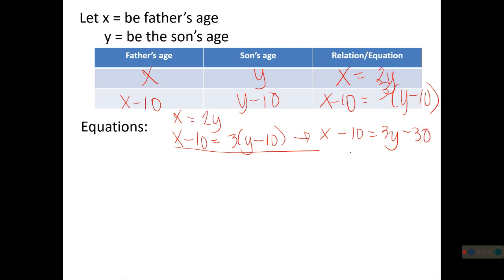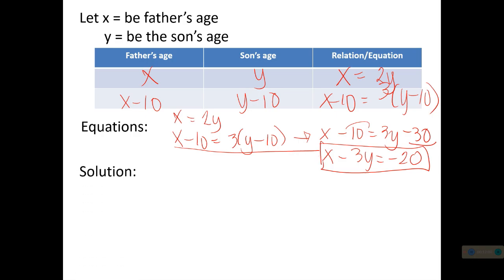And then you're going to write in the standard form x minus 3y equals negative 30. This will become positive 10, will become negative 20 here. Okay? So, we have here now our new equation 2. And for our solution, of course, you can have substitution because we already have here x equals 2y. So, we are going to have here 2y minus 3y equals negative 20.